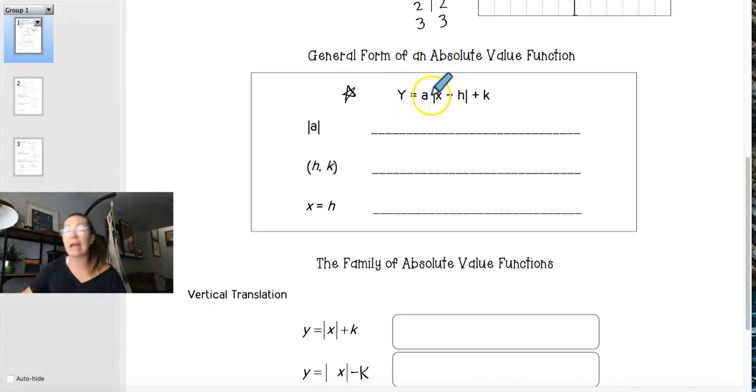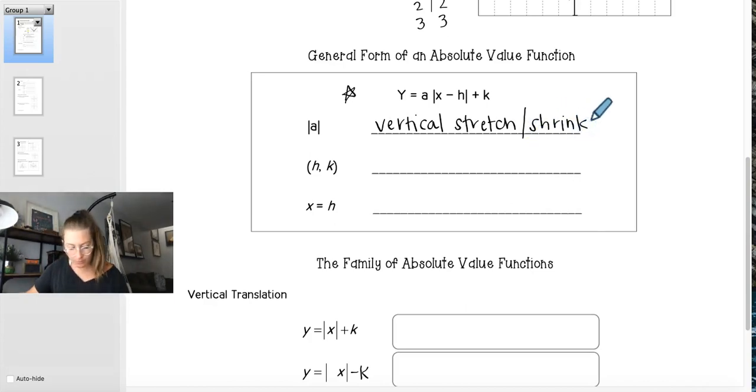All right, so let's talk about this. A is on the outside of the function. Outside of the function is vertical. Outside of the function is the same as what we think. This is being multiplied to the function. When something's being multiplied to your function, it's going to create a stretch or a shrink. Since it's on the outside, this is vertical, and this could be a stretch or a shrink. And this is the factor, whatever it is.